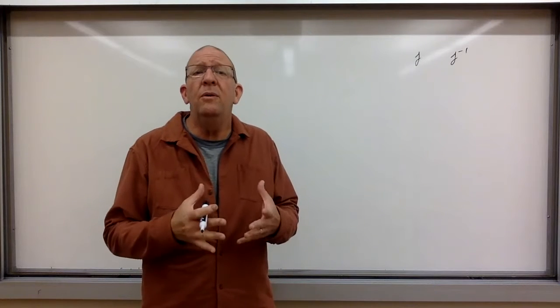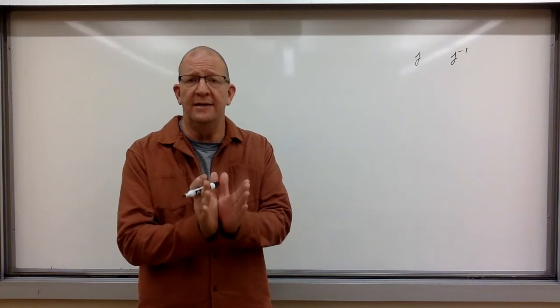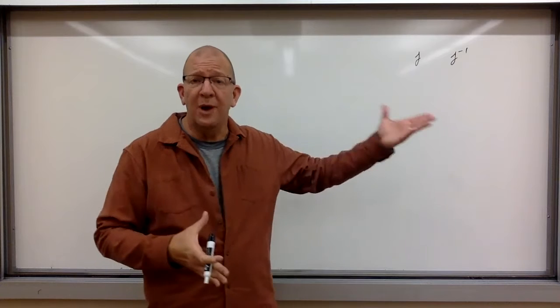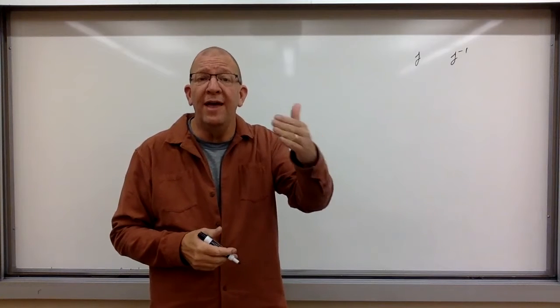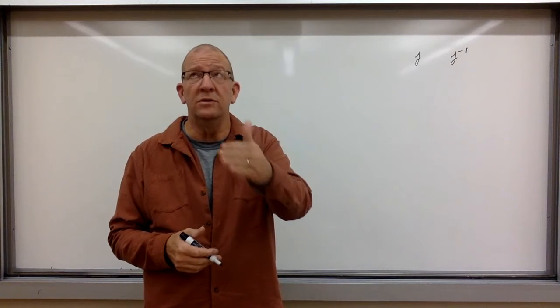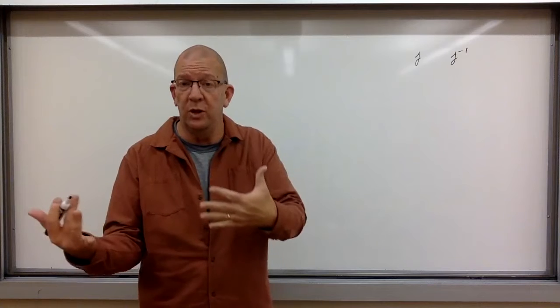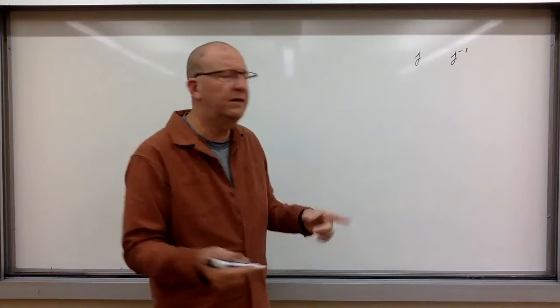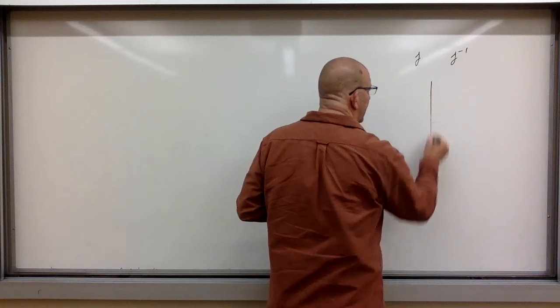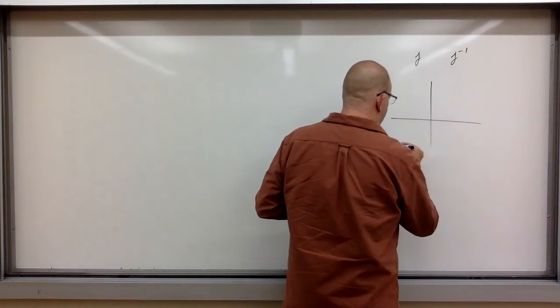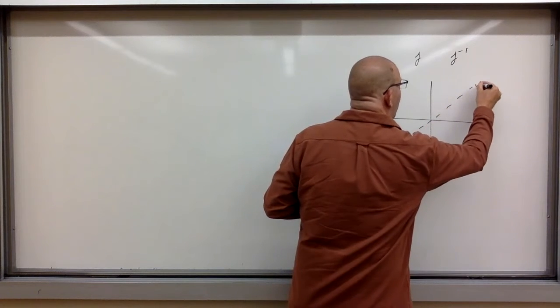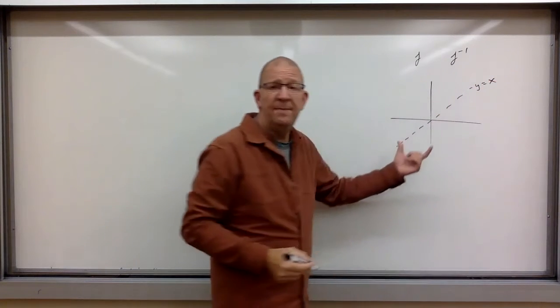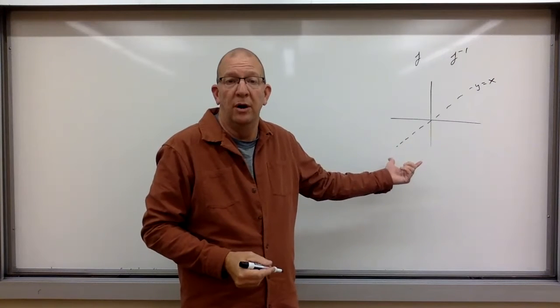There's really two big graphical ideas. The algebraic idea is that f of f inverse equals f inverse of f, and they're both equal to x, right? But how do they behave graphically? Let's see. We know that they are both reflections over this line. In other words, this is a mirror.